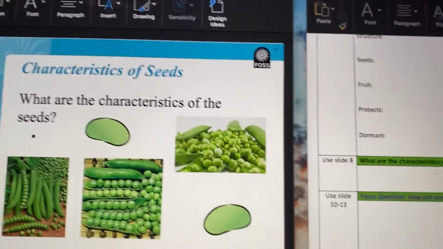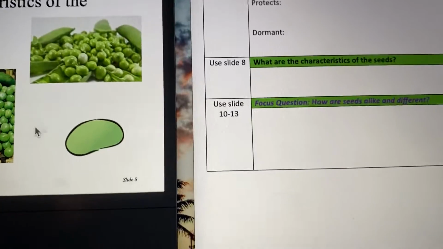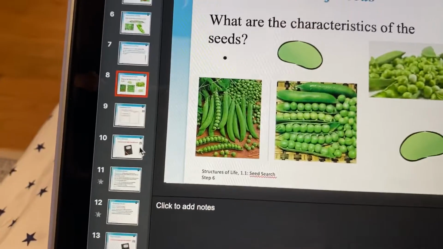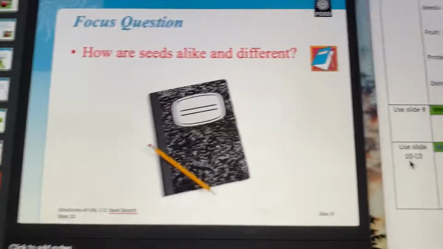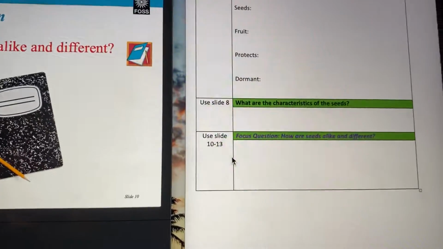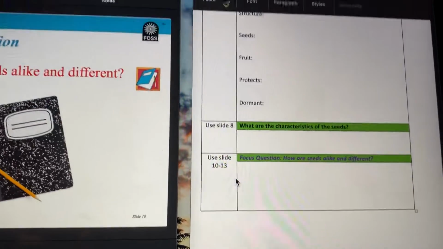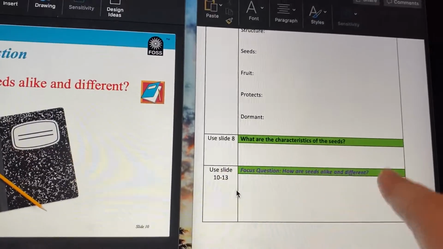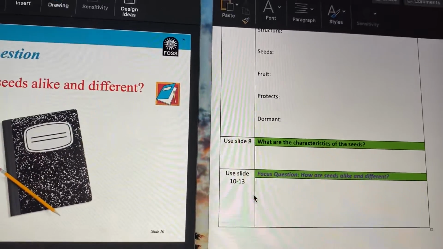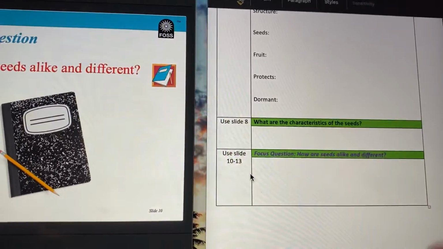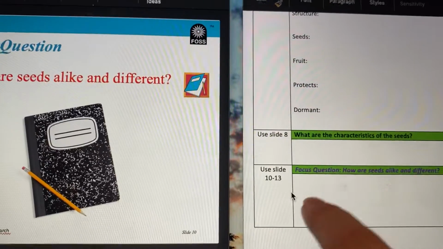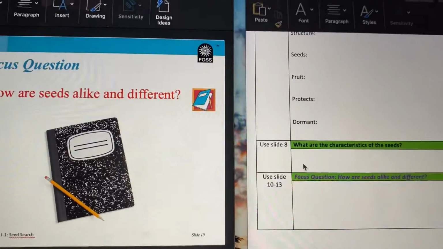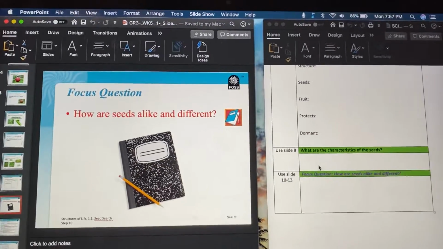And then slide 10 through 13 is our focus question. How are seeds alike and different? So you can come up with a comparing, contrasting. If you guys want to do a Venn diagram of seeds, of how they are alike and different, or if you want to do a T-chart and you can do alike, different, or if you just want to write alike and different, you can do that as well. And that's pretty much it for this assignment.